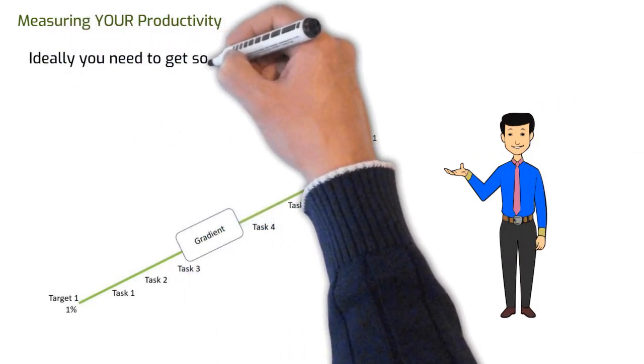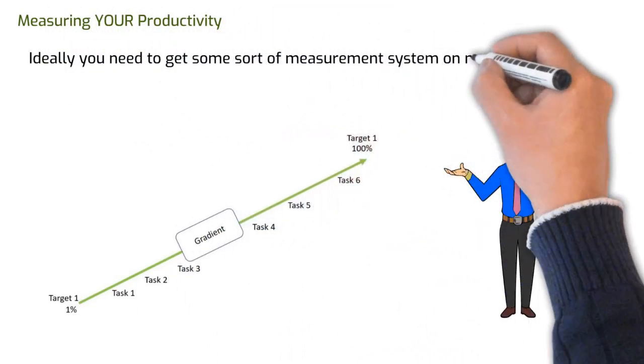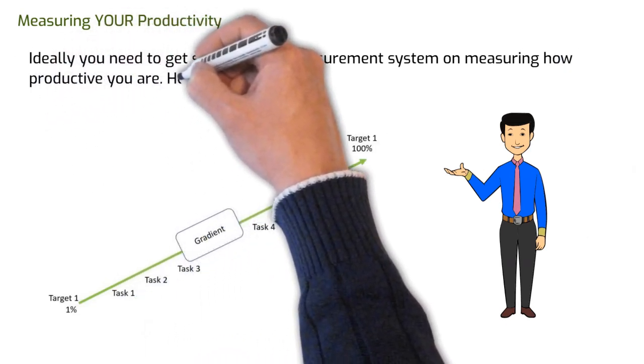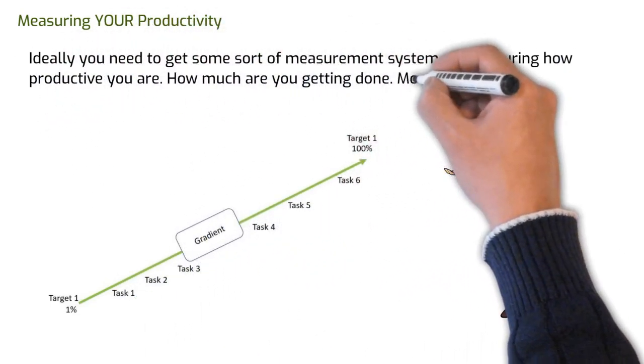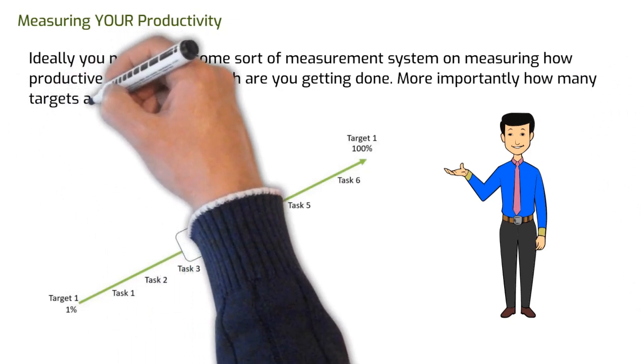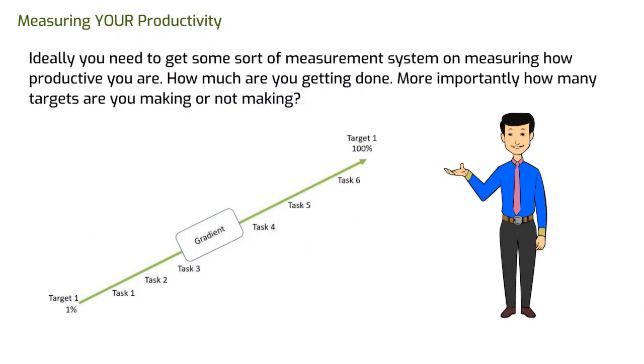Ideally, you need to get some sort of measurement system on measuring how productive you are. How much are you getting done? More importantly, how many targets are you making or not making?